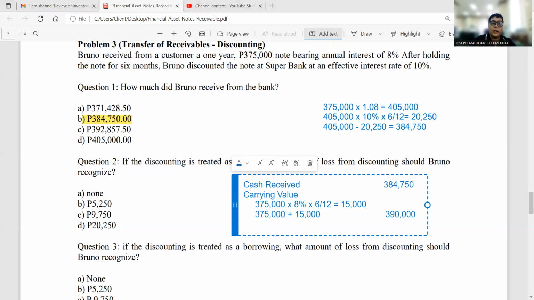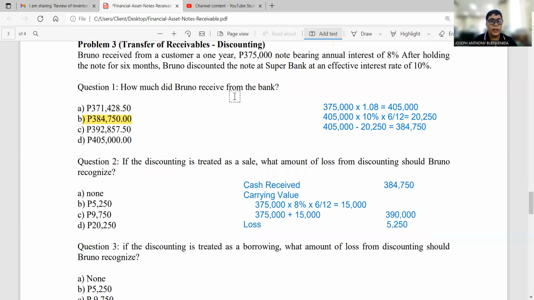So 390 less 384,750. So the loss incurred is 5,250. Loss is 5,250. Letter B.